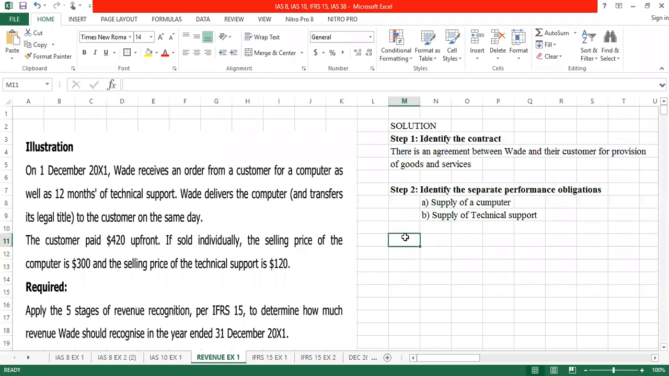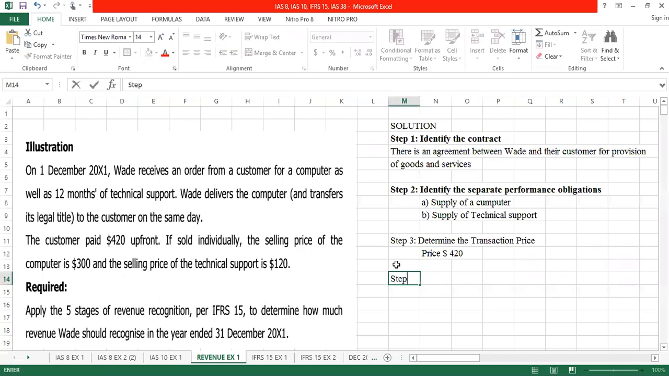Let's go to step 3. What was step 3? Step 3 was determine the transaction price. So what is the price? Price is how much? 420. The transaction price is 420. Thank you. The person who has answered me there.